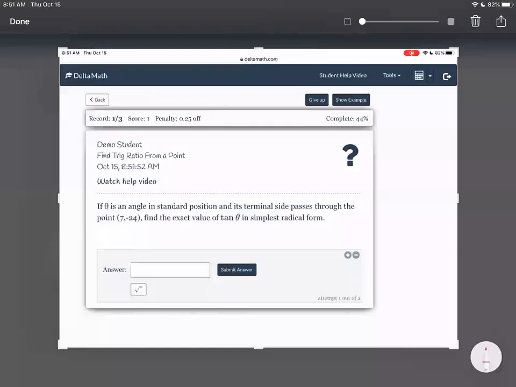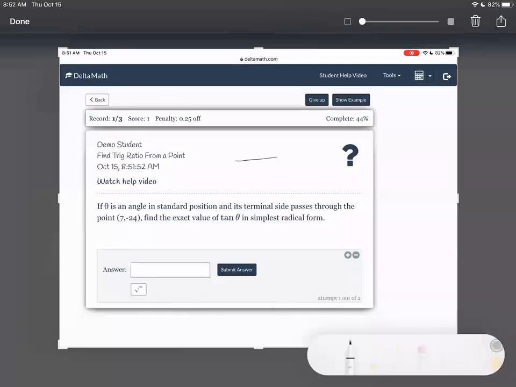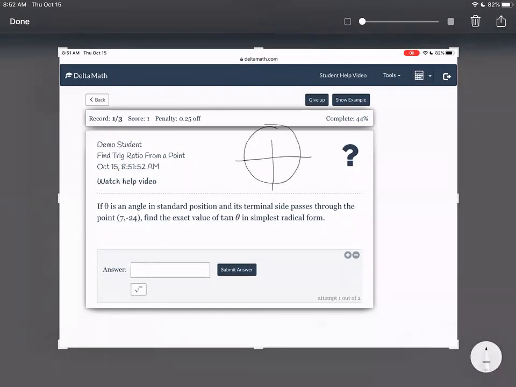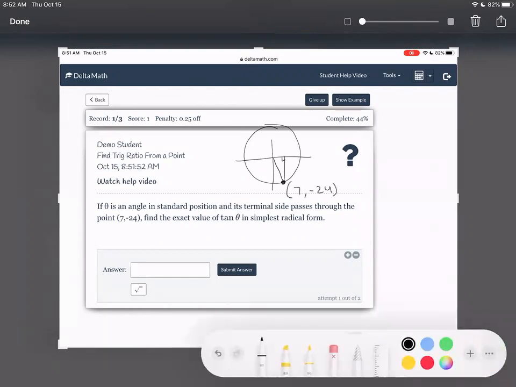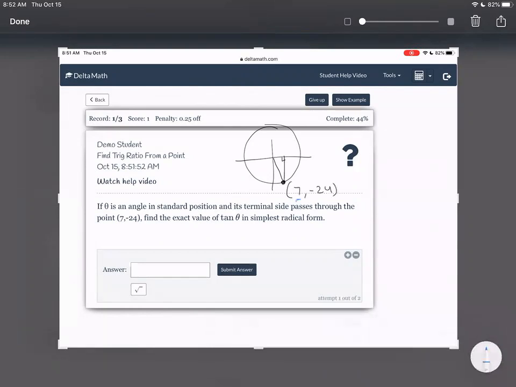All right, let's draw our point on this circle. 7 to the right, and then -24. So we're still in quadrant 4, but that's fine. And in quadrant 4, this is how you draw your triangle. Let me label the point first, (7, -24). Once again, the 7 is our x value, so that's over here. That's the distance to the right. And the -24 is our y value, and that's our distance down.